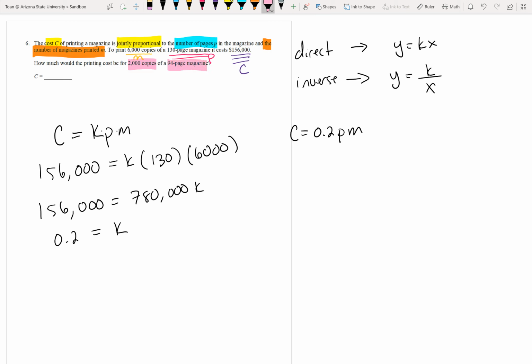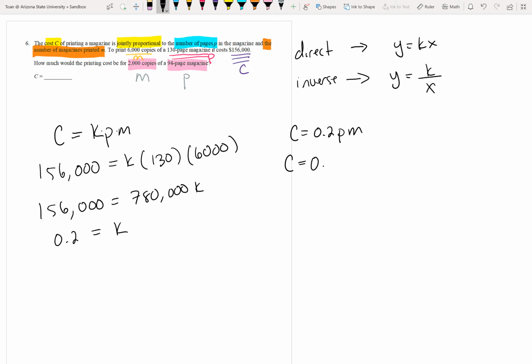So that right there, number of copies, that's M. I'll use a pencil. That's M. And 94 pages is obviously number of pages. And it's looking for cost. So you take this new information, plug into your complete equation to finally answer the question.